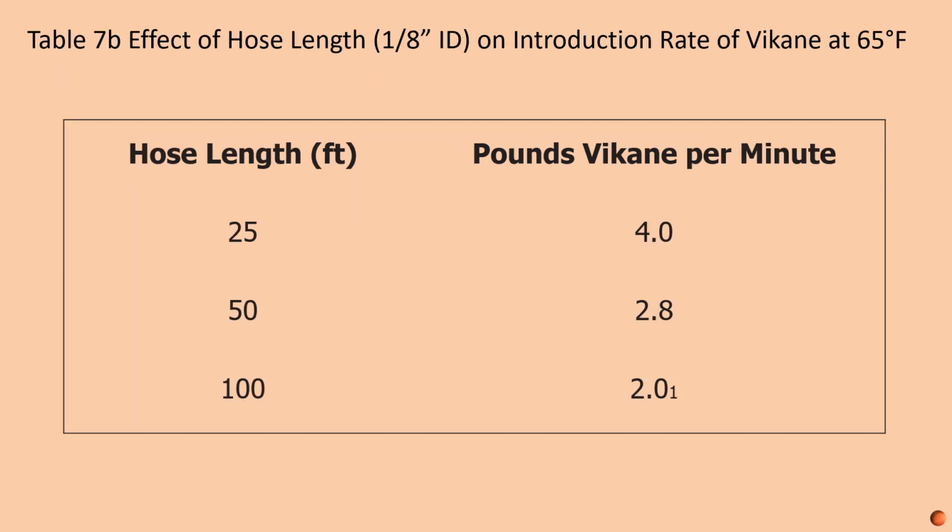Table 7B, effect of hose length, 1/8 inch ID, on introduction rate of Vikane at 65 degrees Fahrenheit. Hose length 25 feet: Vikane 4.0 pounds per minute. Hose length 50 feet: 2.8 pounds per minute. Hose length 100 feet: 2.01 pounds per minute.